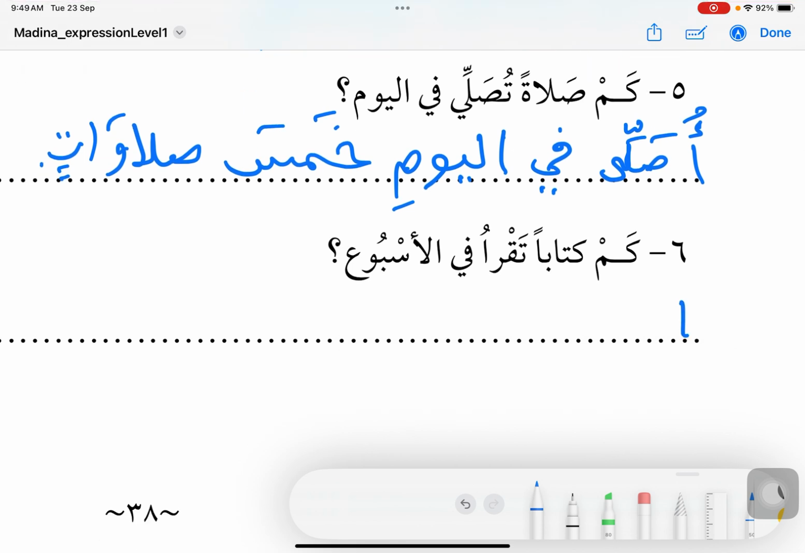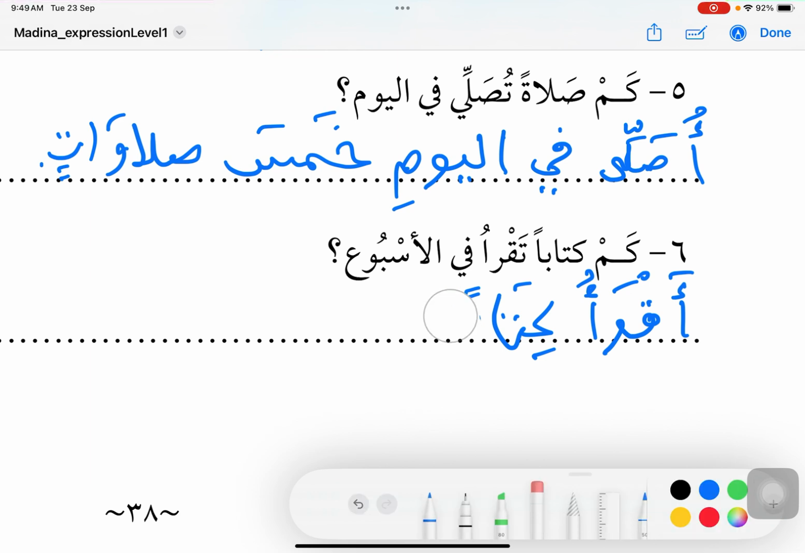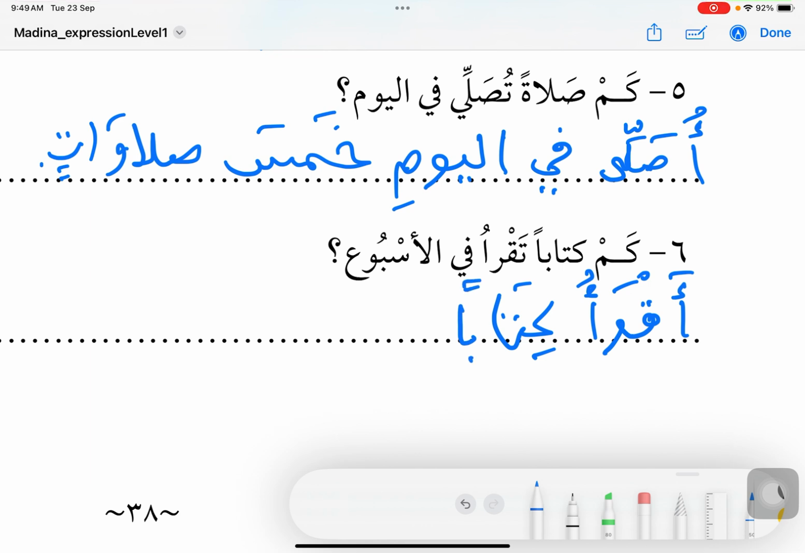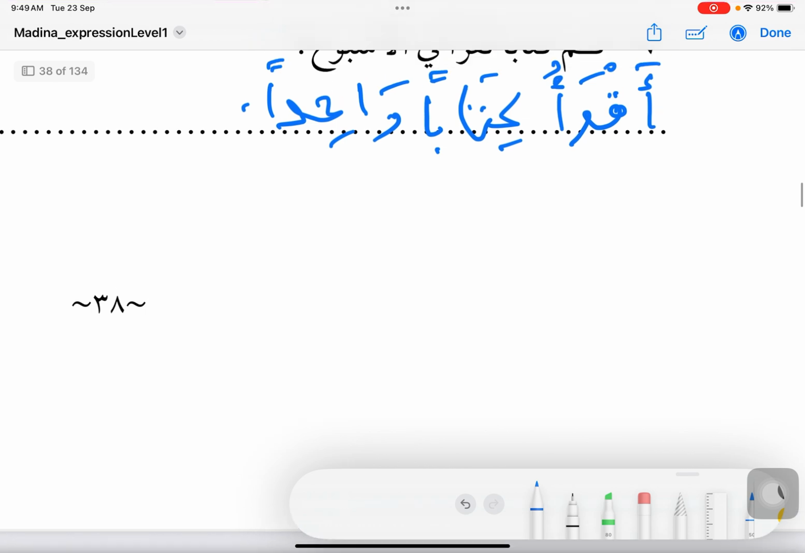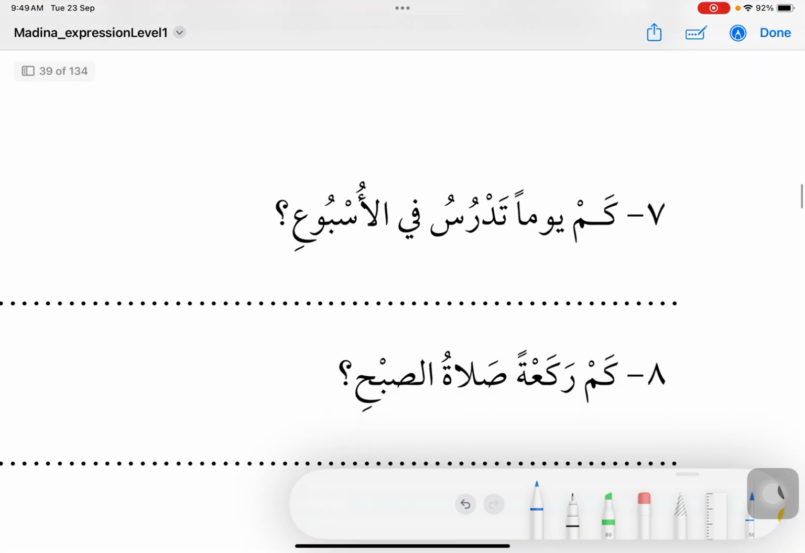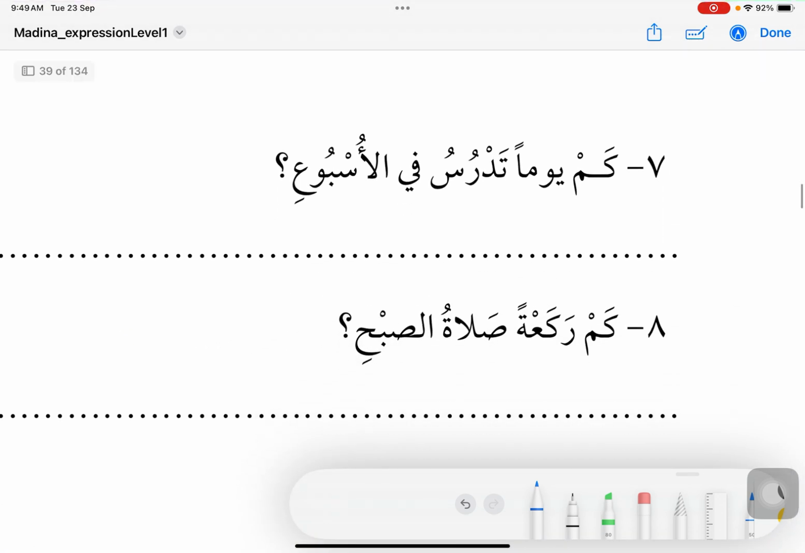Kam kitaban taqra'u fil usbu. You can say aqra'u kitaban wahidan. Remember, the number 1 and 2 come as adjectives. Wahidan, you can say wahidan, or you can say kitabani ithnani, or kitabani ithnaini.